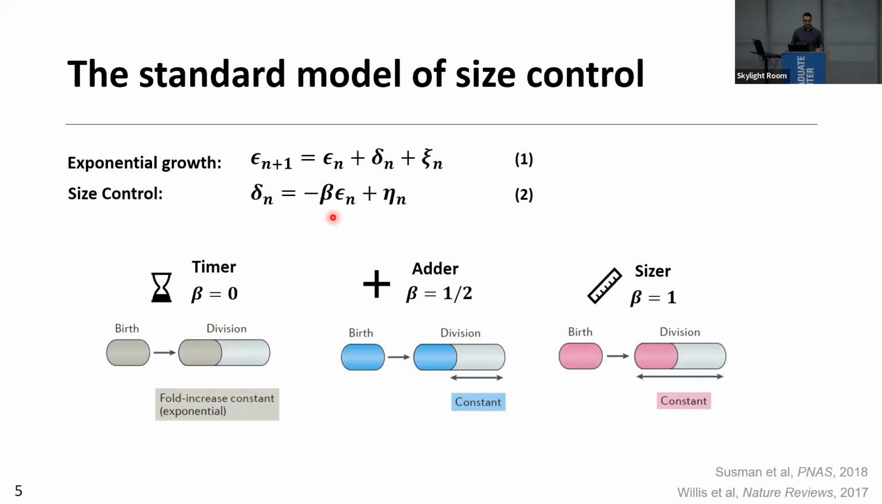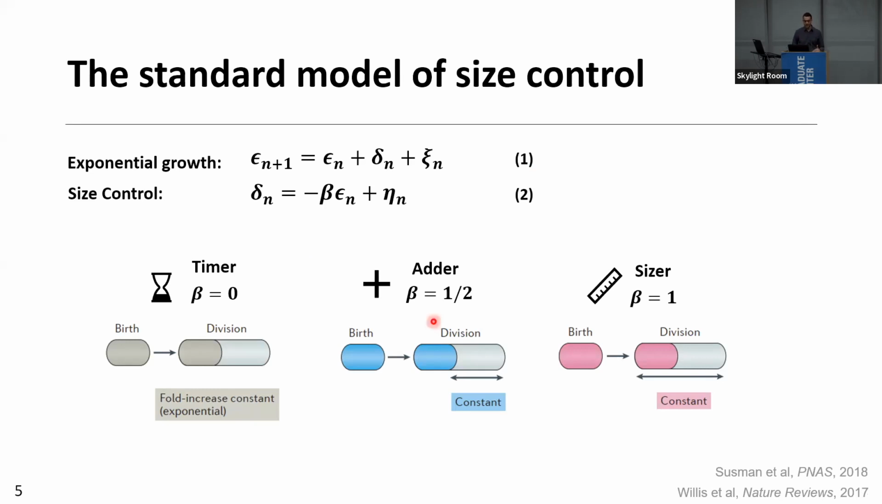The first one is beta equals 0. It turns out that beta equals 0 is what's called a timer mechanism, meaning that the cell wants to divide after a specific time. So when the cell is born, it will grow for a specific time and then divide immediately.